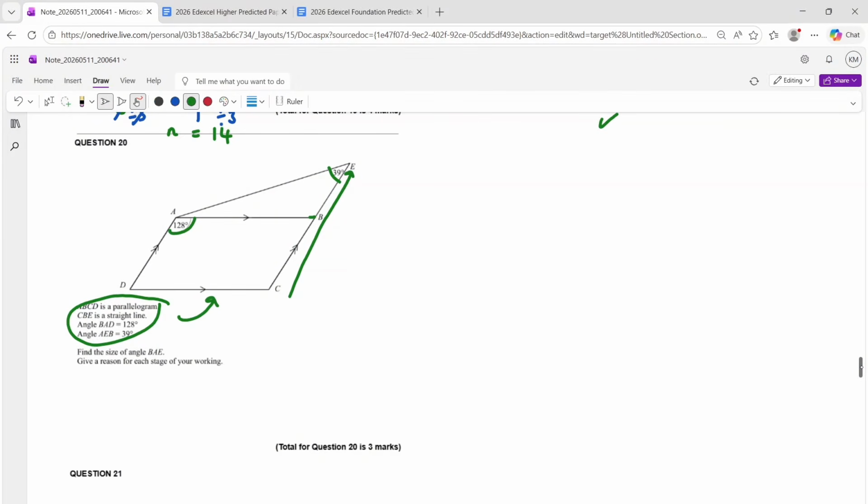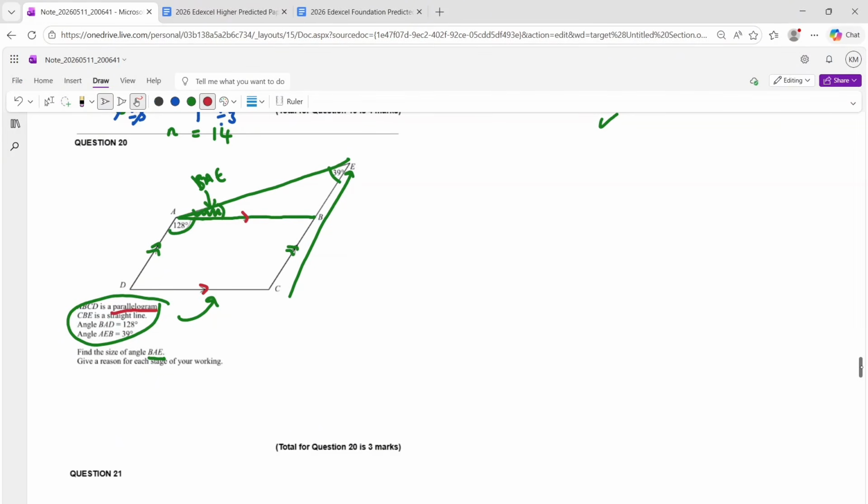Now I've got to find the size of angle BAE. So BAE, if I go B to A and then to E, that's like that. So the angle I'm being asked to find is this one here. This is angle BAE in there. So now I've got to figure out how I can do that with the information that I've been given. The fact that you've got parallel lines here and here, but you've also got another pair of parallel lines here and here, suggests I'm going to have to use those in some way. And you've been told that you've got a parallelogram.